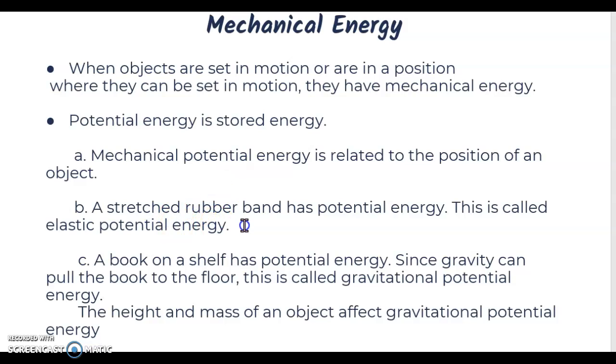A stretched rubber band has potential energy. This is called elastic potential energy. Whereas a book on a shelf has potential energy, since gravity can pull the book to the floor. This is called gravitational potential energy. So the height and mass of an object affect gravitational potential energy. This will be discussed in detail when we learn about potential energy.